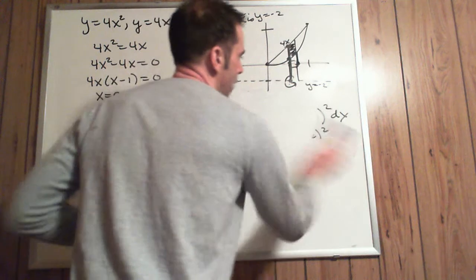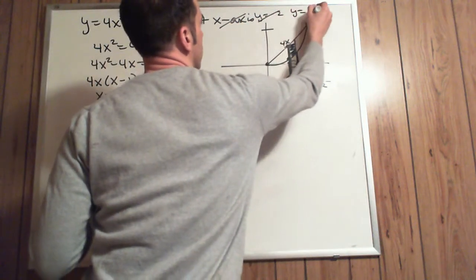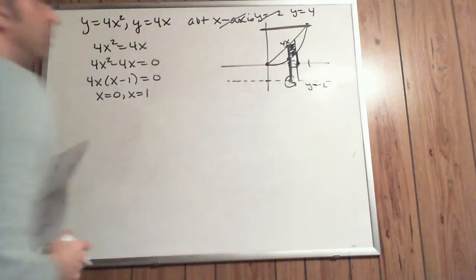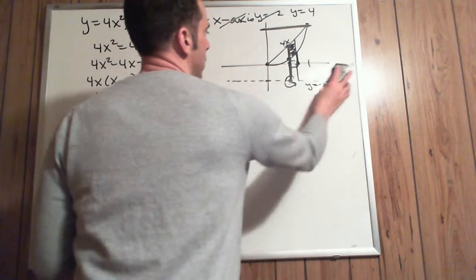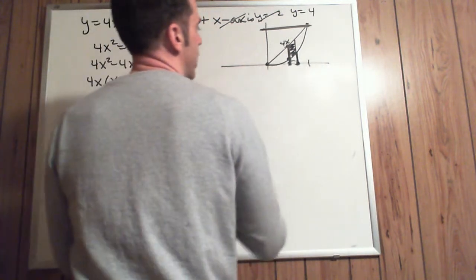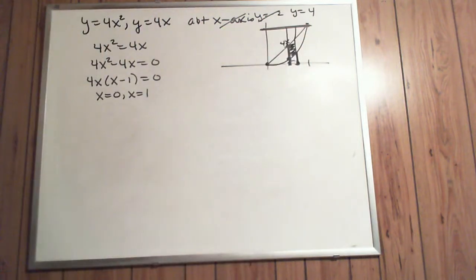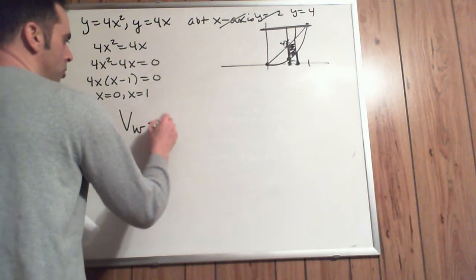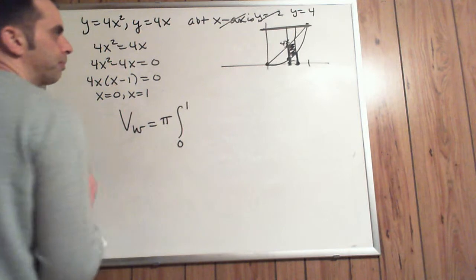What if I were to have it about the line y equals 4? Well, that's up here now. This is y equals 4 right here. Because when x is 1, y is 4, so it's up there. So now I'm going to extend the rectangle right up against the axis of rotation. So once again, it is volume by washer, which is pi times the definite integral from 0 to 1.